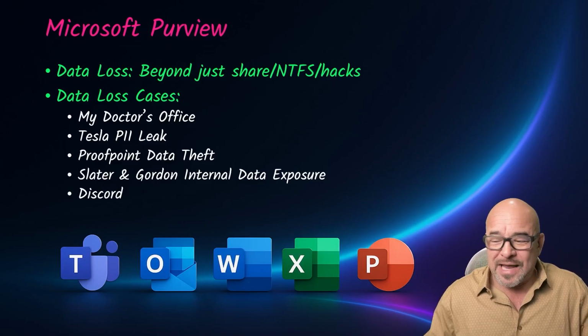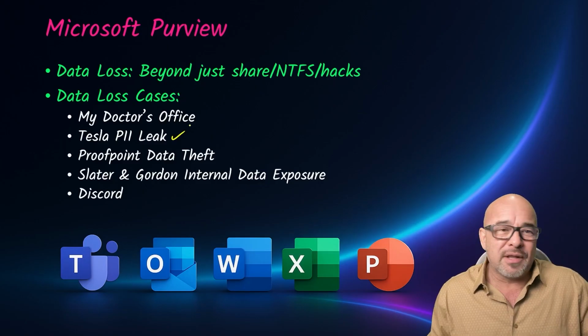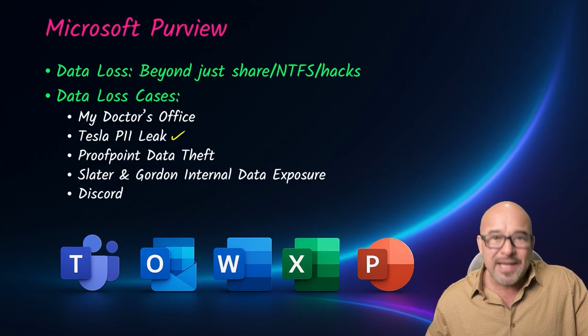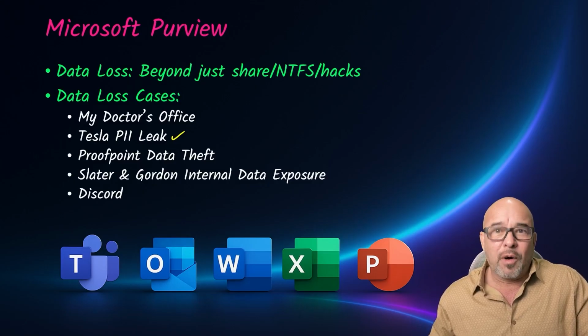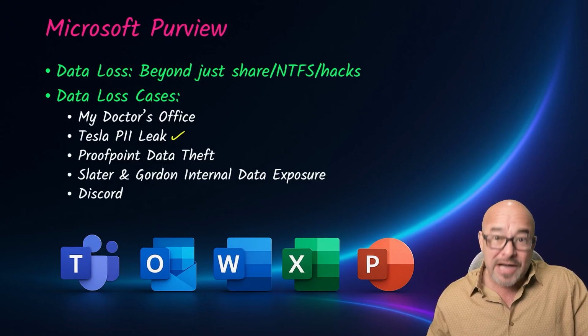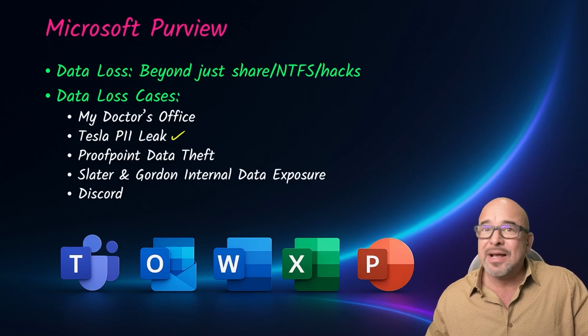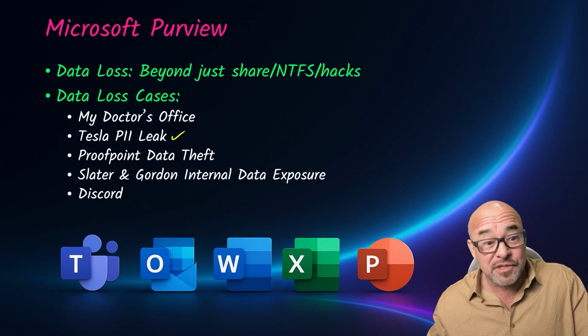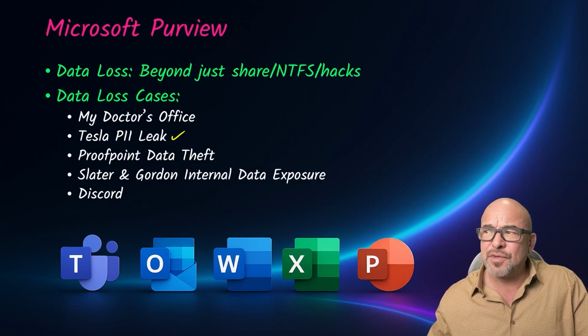Okay, outside of my own examples, there's also things like this. Tesla had a personally identifiable information leak, okay? Two former employees leaked other employees' names and addresses and social security numbers. 75,000 current and former staff members at Tesla had their data leaked by these employees. I think that was in 2023 that happened.